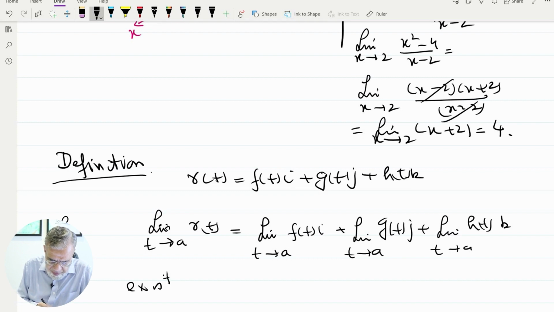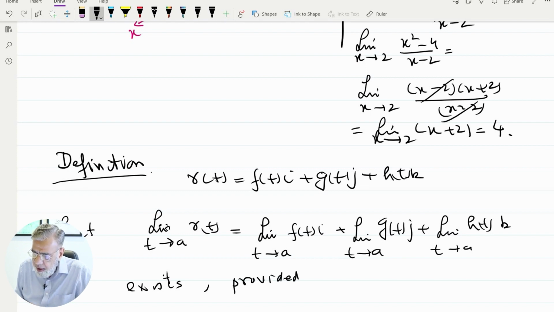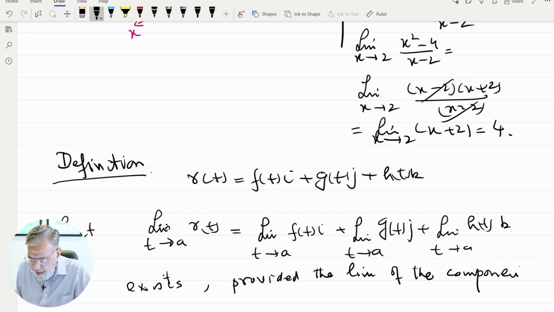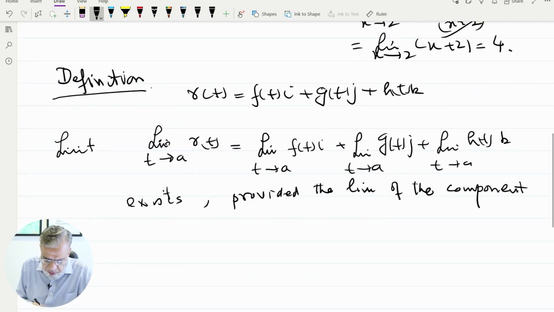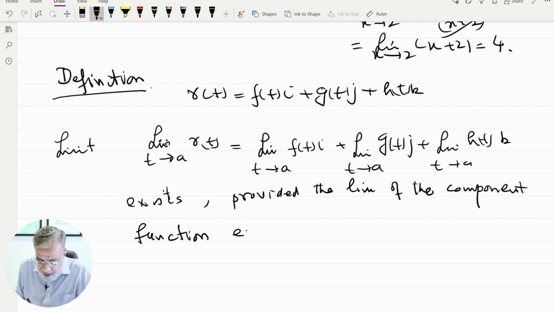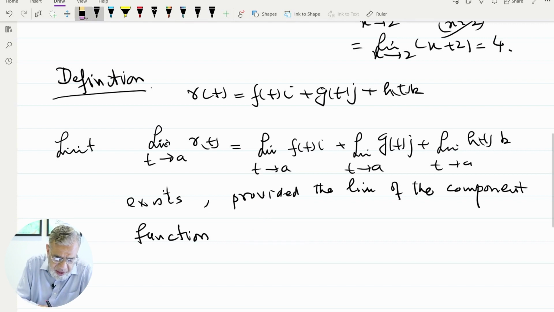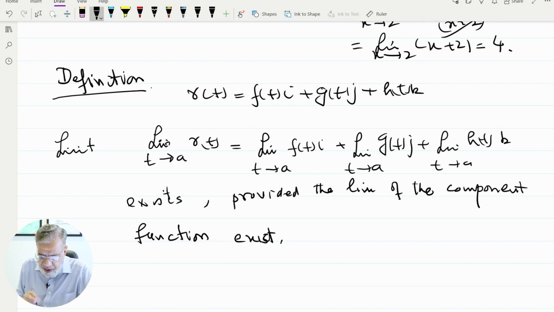Which is the limit exists, provided that the limits of the component functions exist. If any one of the limits of the component functions does not exist, then we say the limit does not exist. If each of the component functions has a limit, then we say the limit exists.